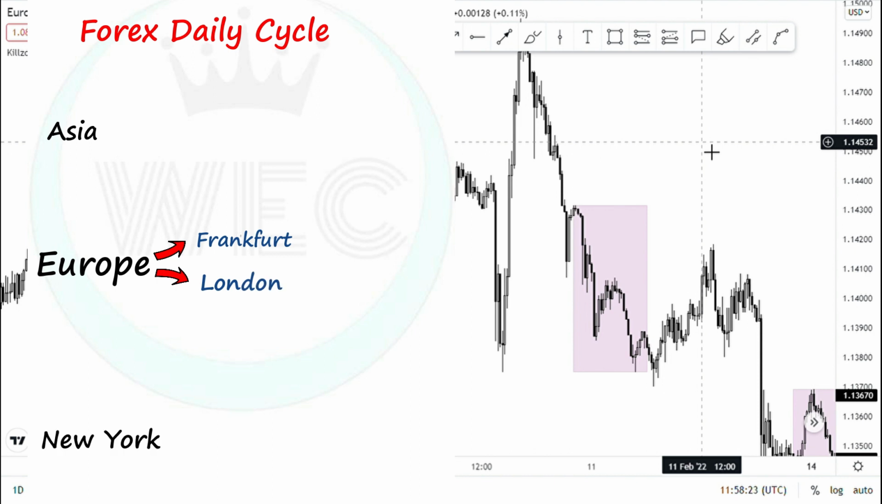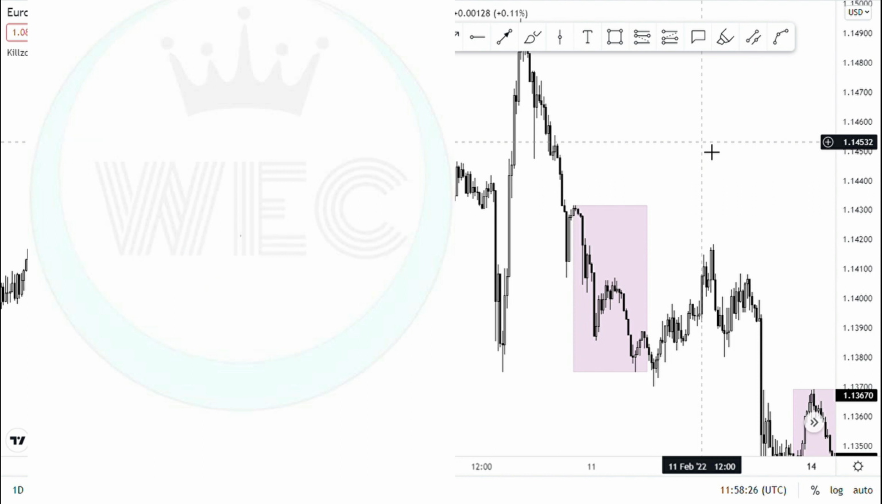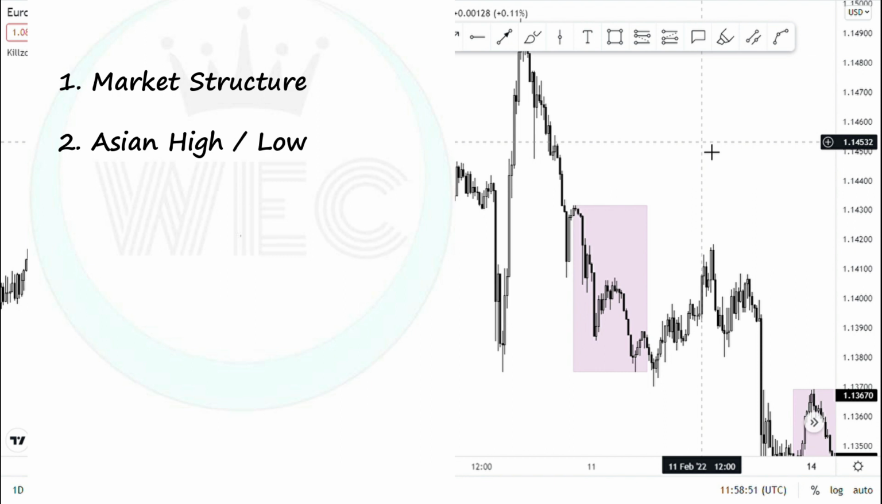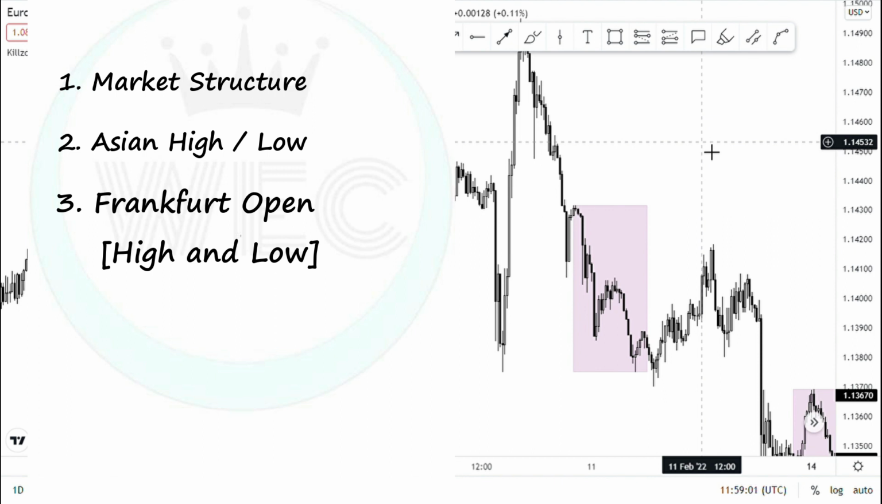In order to incorporate this strategy effectively into your trading, there are certain things that you need to note down. The first thing is always market structure. That is the basic thing you're supposed to look at before you start to incorporate any strategy into play, or before you press the buy or sell button. The second thing we need to look at will be the Asian high and also the Asian lows. Then we look at the Frankfurt Open, the highs and the lows of the Frankfurt Open. After that, you're going to look at the mid-Asian range, the equilibrium of the whole Asian range.